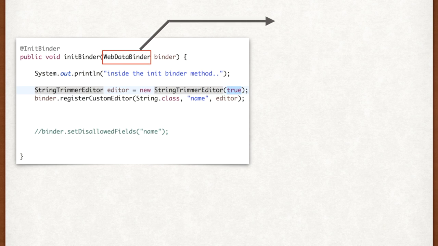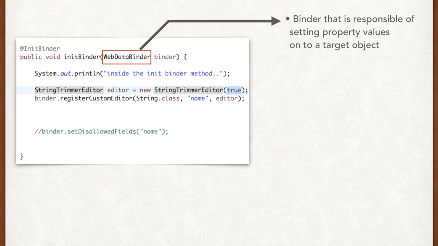So in simple words, if I want to define this particular class, it is the binder that is responsible for setting the property values onto a target object. And if I make it simpler, the work of this particular class is setting the form values or form fields into the bean. So you're capturing your inputs from a form, then you are setting all those inputs to your respective DTO properties or to respective beans. And for all this, this particular class is responsible. Web Data Binder, probably this class is doing the magic.